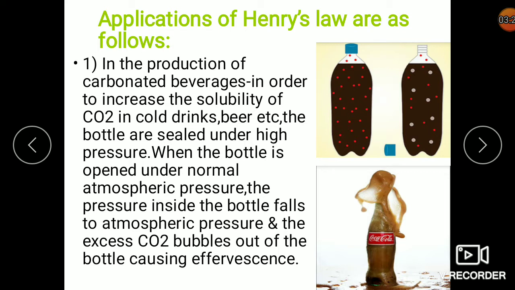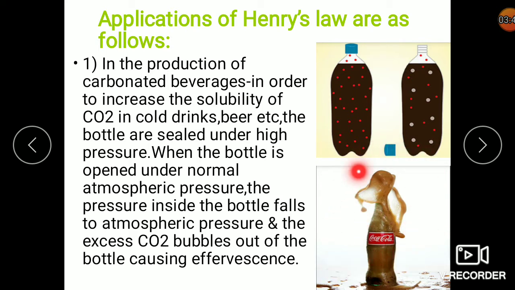Three important applications of Henry's law we will discuss here. First one, in the packaging of the aerated beverage or cold drink or soda water, you can consider. Now what happens when we consider this cold drink?